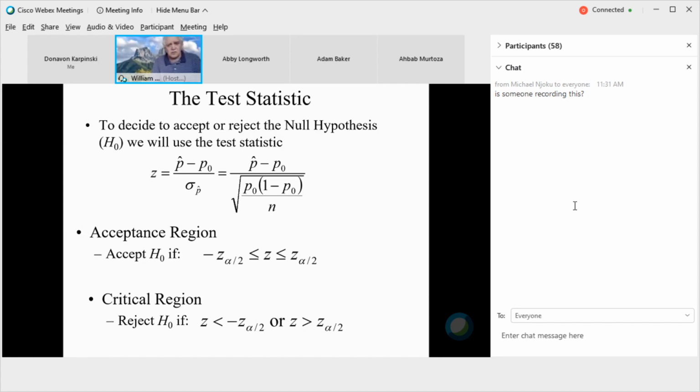So the acceptance region is in the middle, minus Z sub alpha over 2 to plus Z sub alpha over 2. Z sub alpha over 2 is a table value from the standard normal distribution. It's a critical value. Z sub alpha over 2 has an area of alpha over 2 above. The critical region is outside of that acceptance region. It's greater than Z sub alpha over 2 or less than minus Z sub alpha over 2.